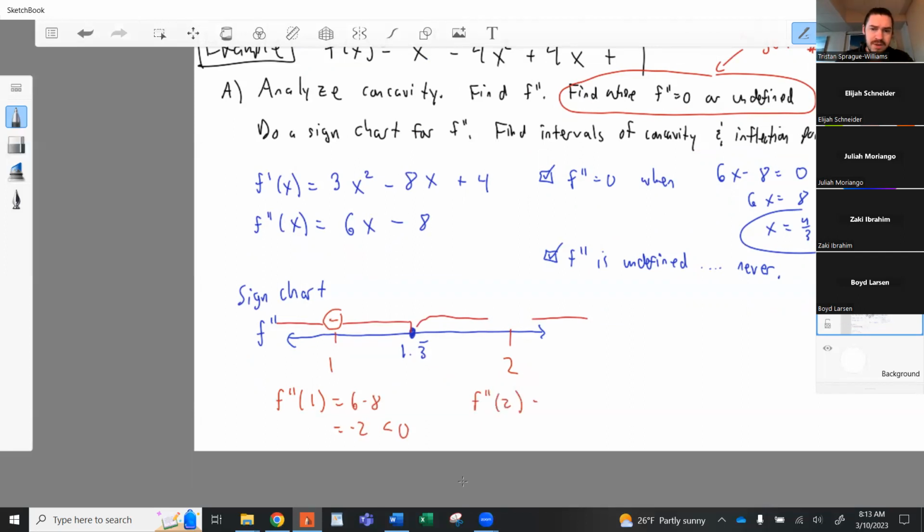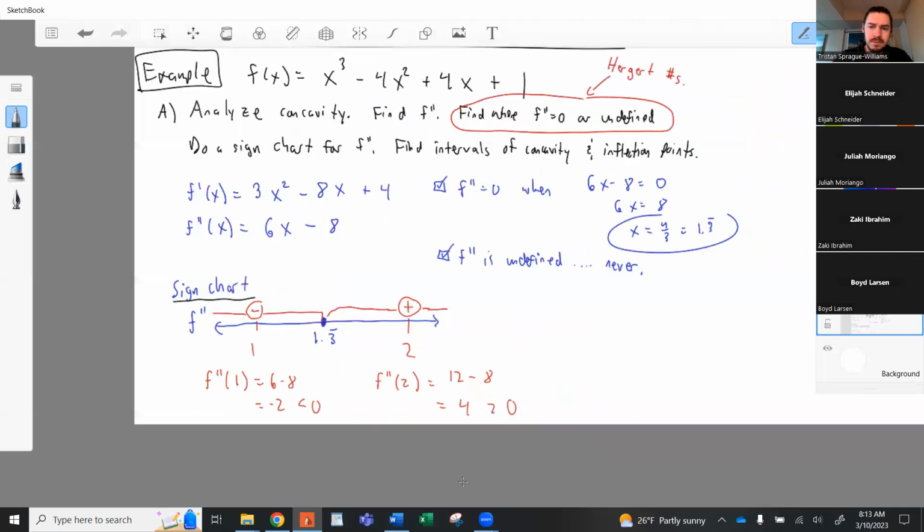And then if I plug in 2, I get 12 minus 8, which is what? 4. So that's a positive number. So it's positive on that interval and the entire interval. Okay. There we go. So there's our little sign chart. And so now we can make our conclusion from this information.